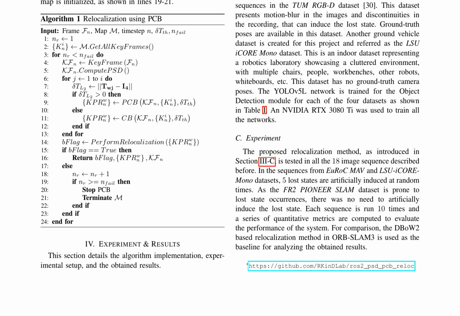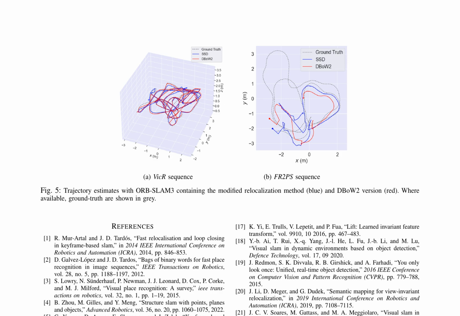The proposed relocalization method is tested on all 18 image sequences, and the results are compared to the DBoW2-based relocalization method in ORBSLAM3. The metrics used to evaluate the performance of the system include the mean average precision (mAP) metric for object detection, average execution time, and average keyframe candidates selected for the KPR method, and the average total execution time, average number of frames spent in lost state, and average number of local maps created for the relocalization method.